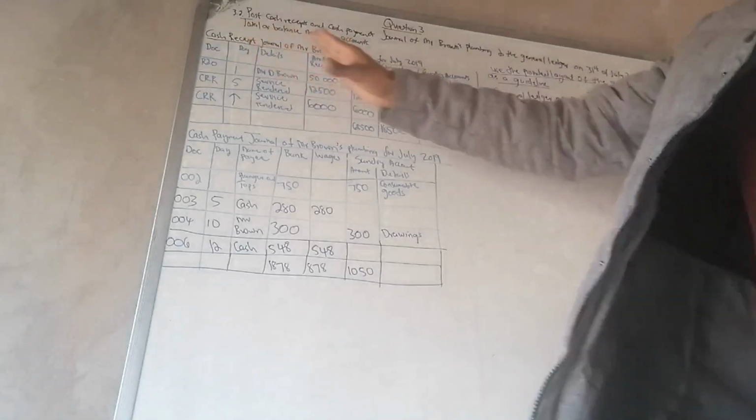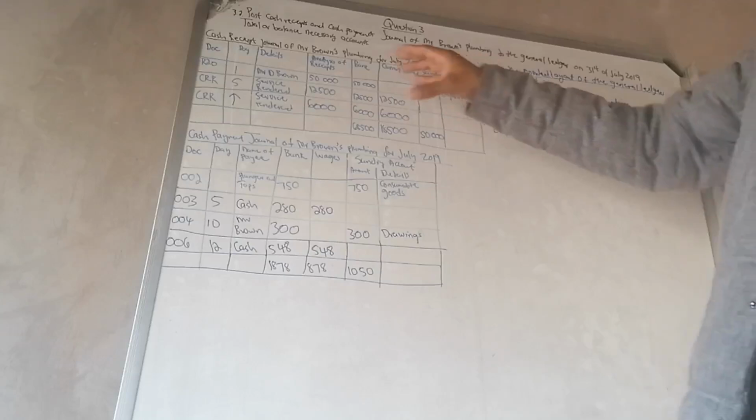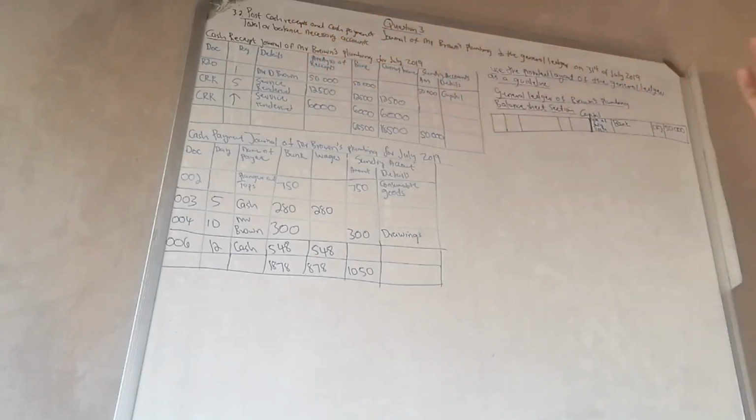We come here. First of all, we trace where we find our capital. The capital is found on our cash receipt journal. Right. And what is this capital?